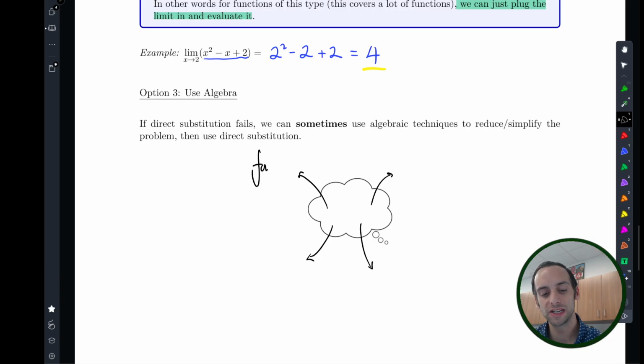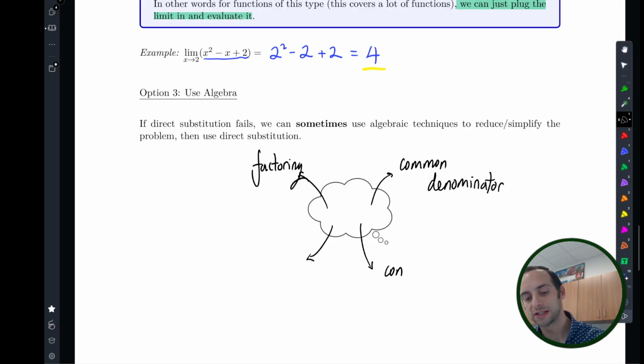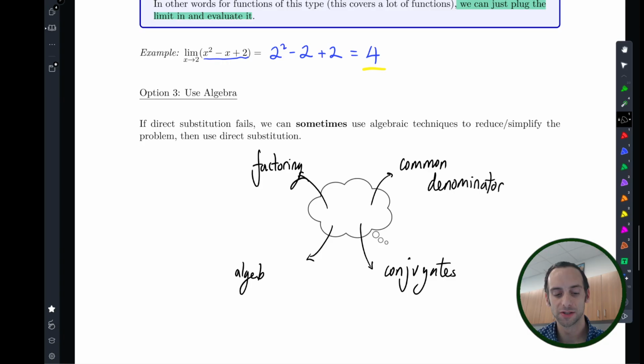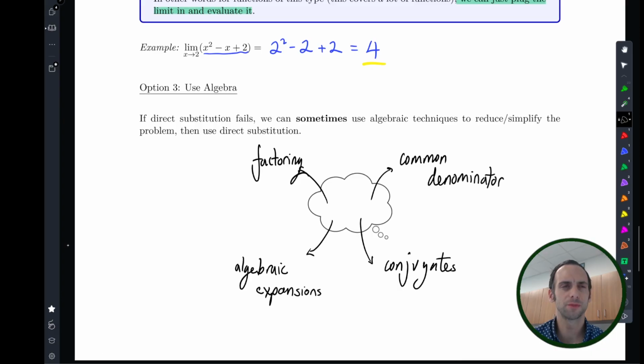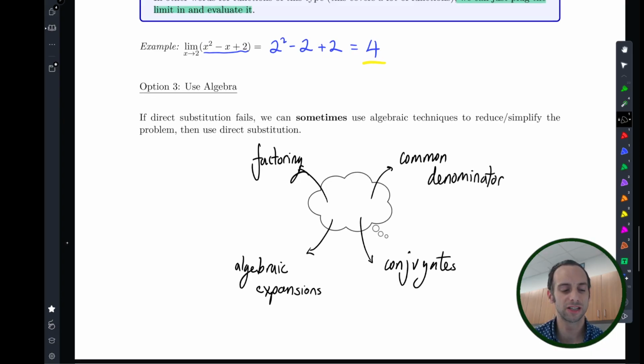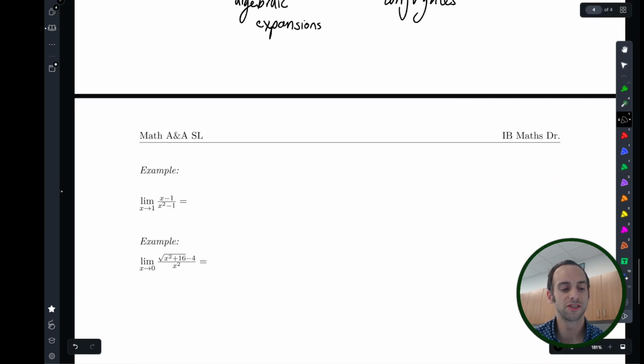So we'll need techniques like factoring. We'll need techniques like common denominators. And we'll need techniques like conjugates and even just algebraic expansions. Meaning multiplying out maybe a binomial or a binomial theorem or something cubed. We'll need to know how to do algebraic expansions without making any errors. So let's look at some scenarios where that direct substitution is going to fail and how these algebra techniques can get us around the issue and still evaluate the limit.